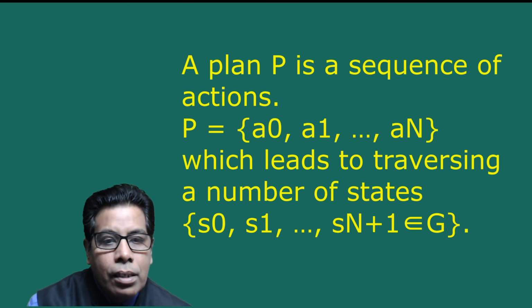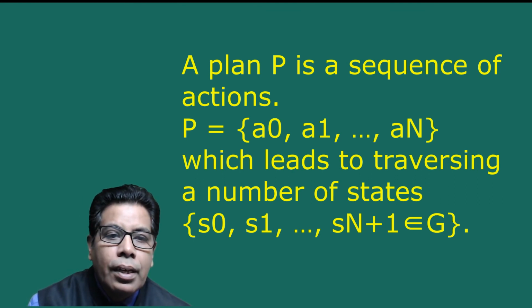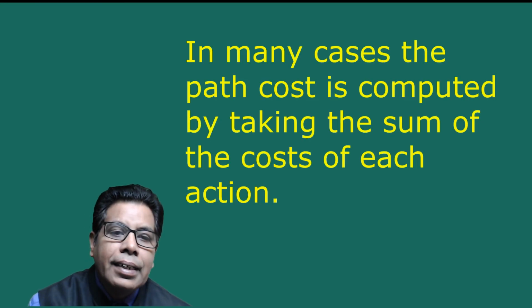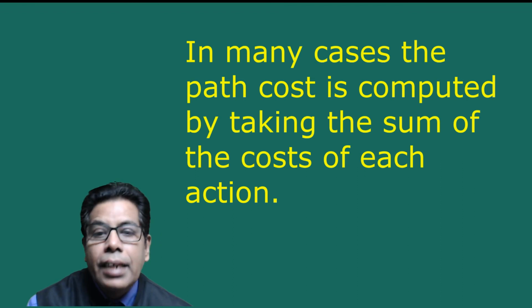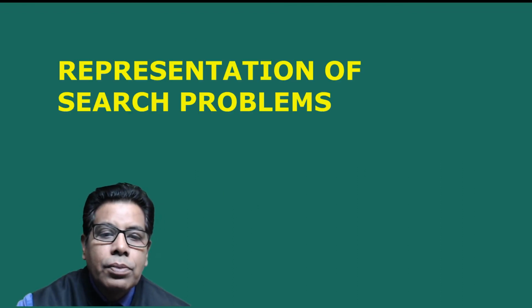A plan represented by P is a sequence of actions. So P is equal to A0, A1 and so on up to An, which leads to traversing a number of states S0, S1 up to Sn+1, all belonging to G. A sequence of states is called a path, and the cost of a path is a positive number, as we already discussed. In many cases, the path cost is computed by taking the sum of the costs of each action, that is each step. Then let us go to the representation of search problems.